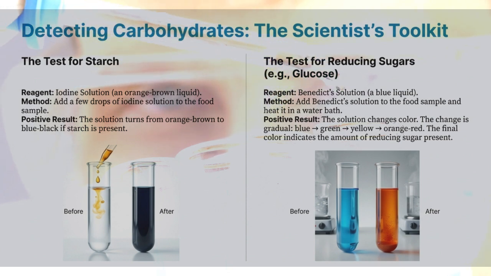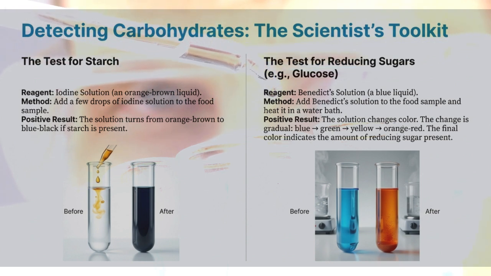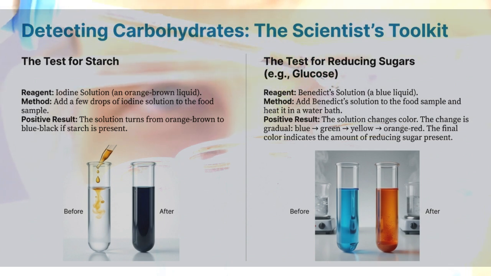For simple sugars, like glucose, we use Benedict's solution. You add the blue solution to your sample, but this time you have to heat it. If sugar's there, you get this amazing color change. It'll go from blue to green to yellow, and finally to this brick red color. And get this, the final color actually gives you a clue about how much sugar is there.